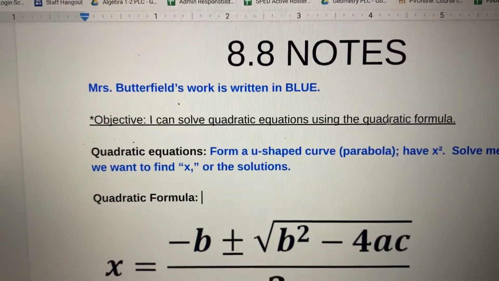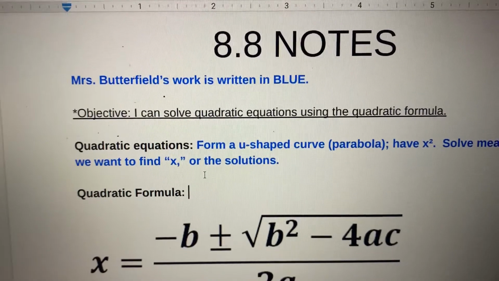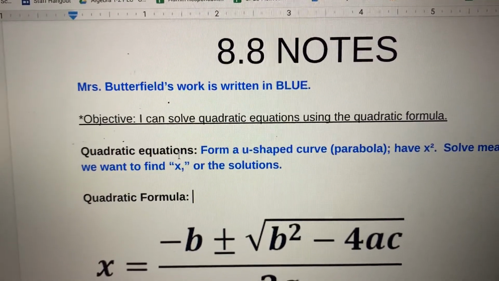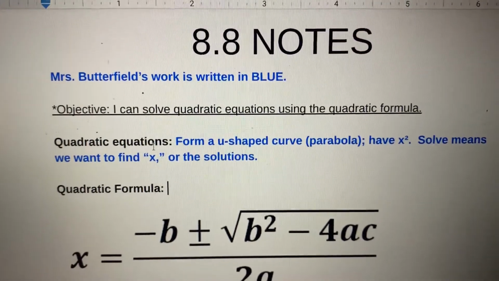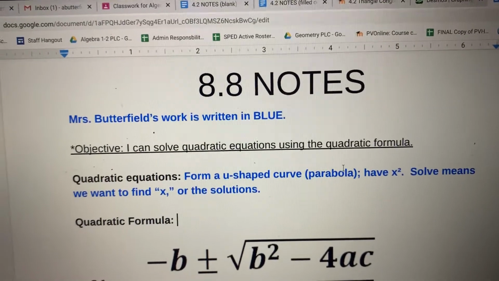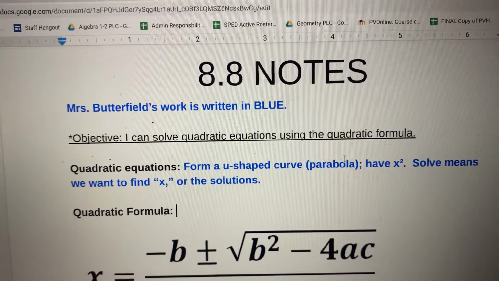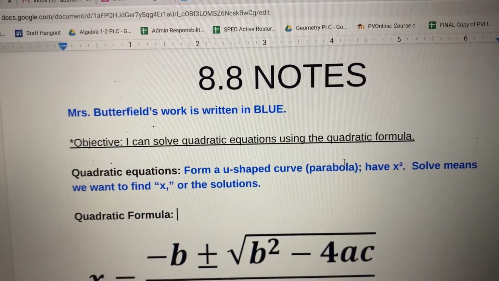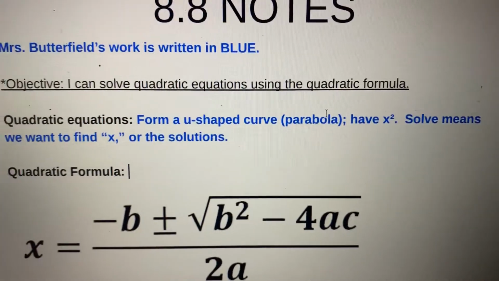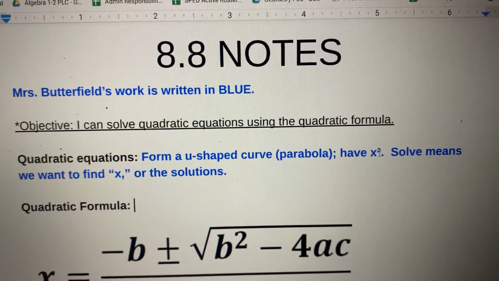Okay, so some of this should sound familiar. Some of it is a little bit new. Quadratic equations we should be familiar with. Remember that quadratic equations form a U-shaped curve, so they make what we call a parabola. So we have like a smiley face, an upside down smiley face, what they use to make the McDonald's arches, and also in roller coasters, lots of places. Quadratic equations are always going to have x squared, so they're going to have x with a little 2.